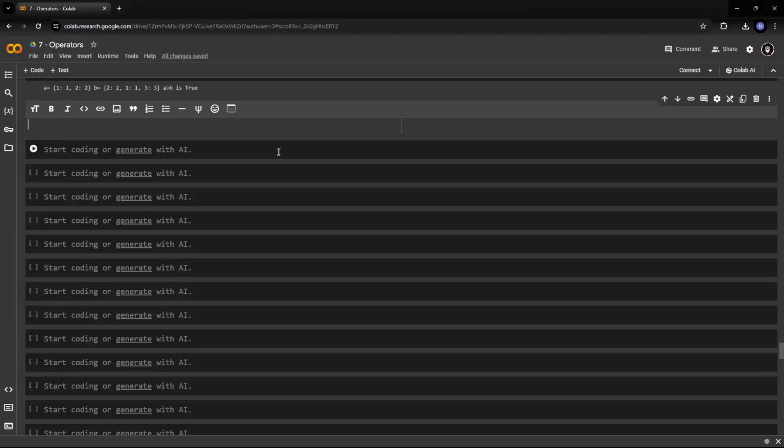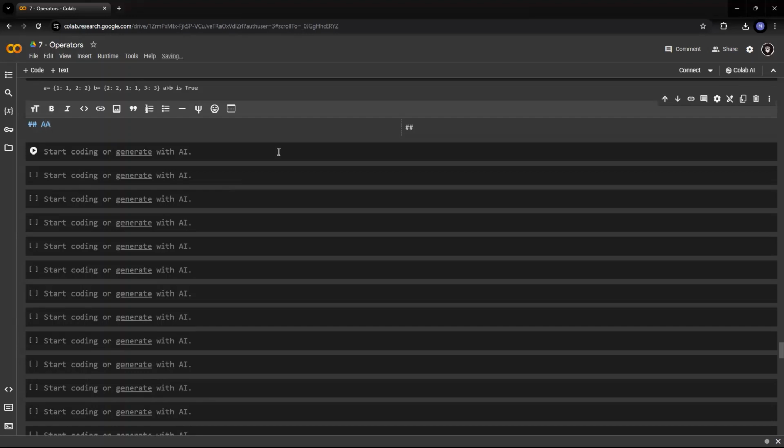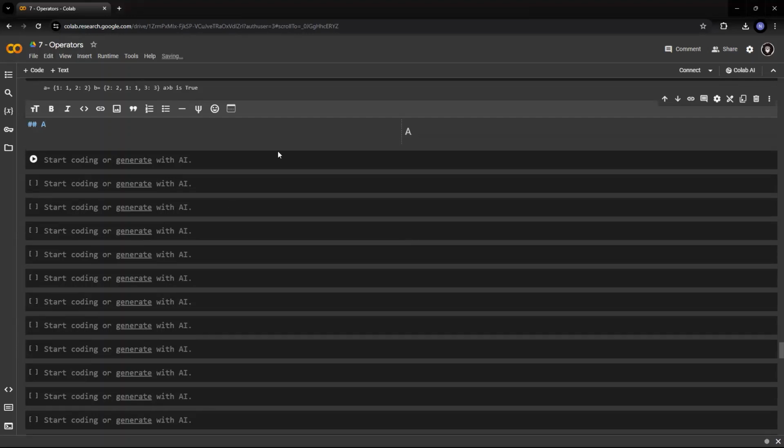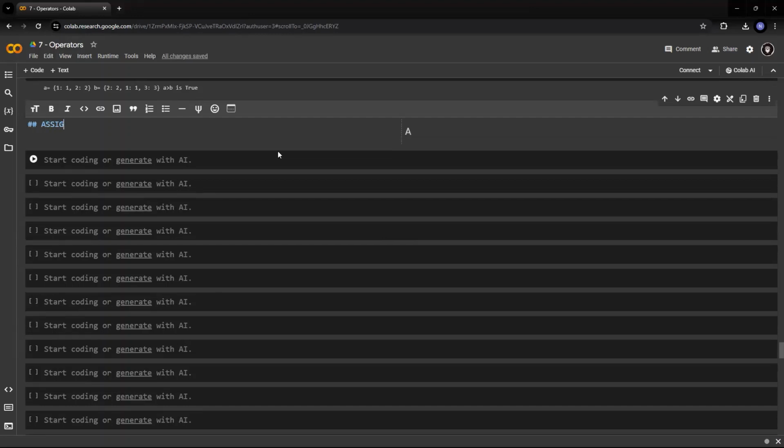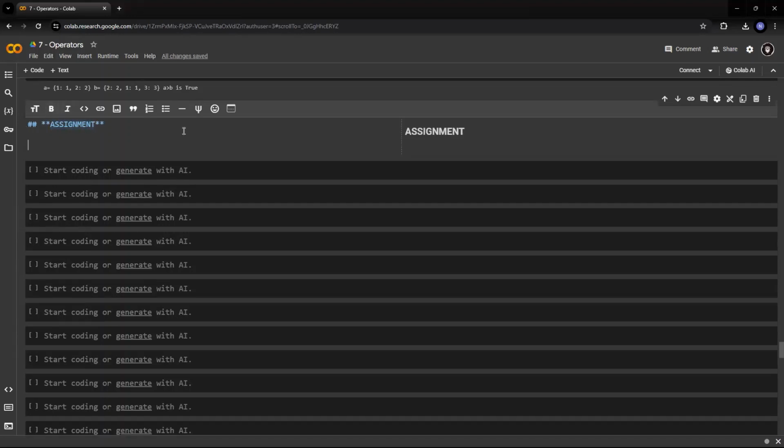Guys, today we'll start looking into the assignment operator. It's one of the operators that we would like to have a look at. There are various types of assignment operator. So what is an assignment operator? The equals to symbol is defined as an assignment operator.